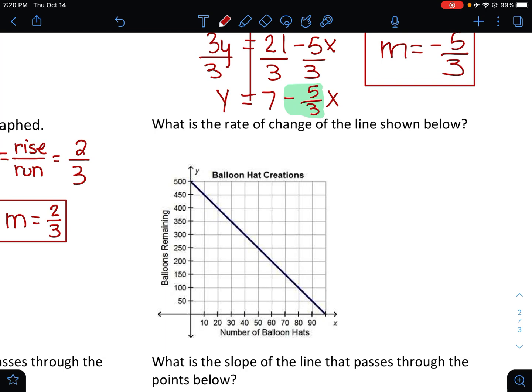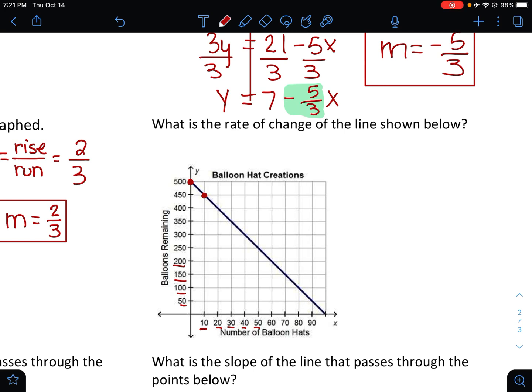Looking at the next one. What is the rate of change of the line shown below? You have to be careful because the x-axis is going by 10, 20, 30, 40, 50, and the y-axis is going by 50s, 50, 100, 150, 200. So we have to be very, very careful when we're doing this. Pick any 2 pretty points that you would like, and we're going to find the rise over run. I'm going to pick this point and this point.